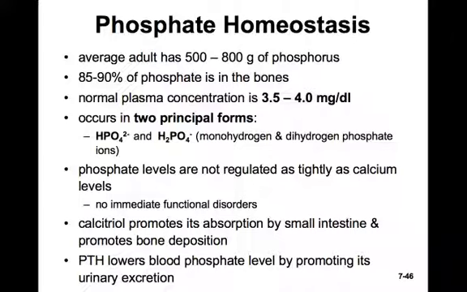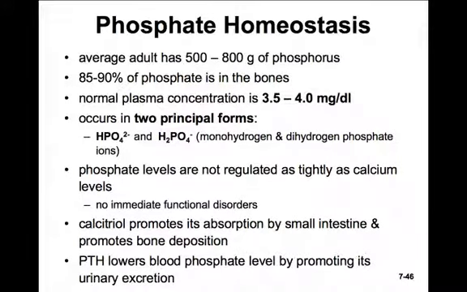Calcitriol is involved in its absorption by the small intestine, just as it is involved in calcium absorption. Thus, it promotes bone deposition. Parathyroid hormone has an impact on phosphate too. It lowers phosphate by promoting its urinary excretion. Remember, parathyroid hormone does not promote excretion of calcium. It promotes reabsorption of calcium from the urine.